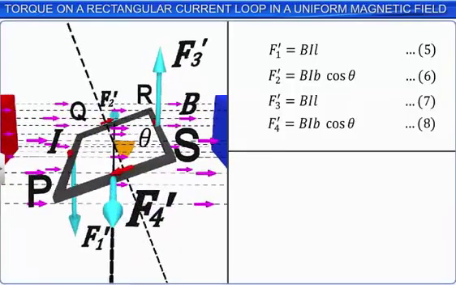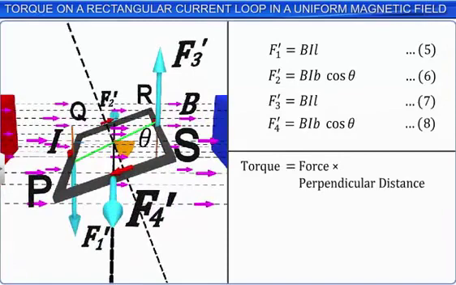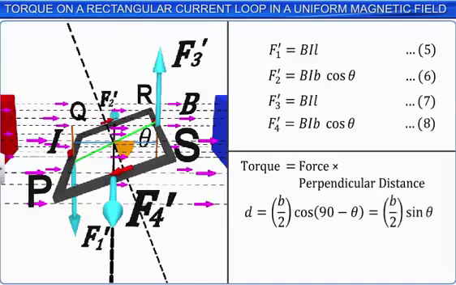The magnitude of torque due to F1' is equal to the product of force and perpendicular distance between F1' and the axis of rotation of the loop. Let D be the perpendicular distance between the force F1' and the axis of rotation of the loop. As the angle between the area vector and the magnetic field is theta, from the geometry of the figure, the perpendicular distance D between the force F1' and the axis is equal to b by 2 into cos(90 minus theta), which is equal to b by 2 into sin theta.